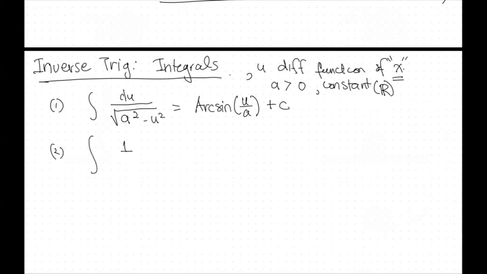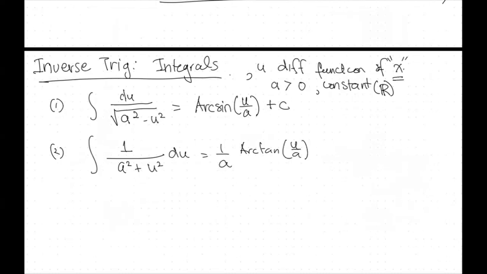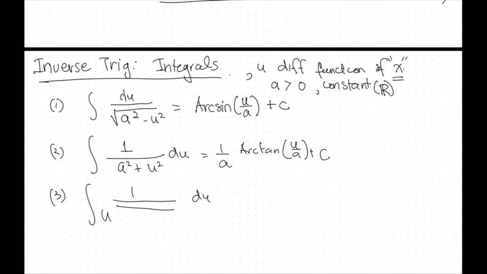So 1, and then the second one is the integral of 1 over a squared plus u squared du, which is just 1 over a arc tangent of u over a plus the constant of integration c. Then the last formula is we have u outside, and then square root of u squared minus a squared. This is just 1 over a arc secant of u over a plus c.